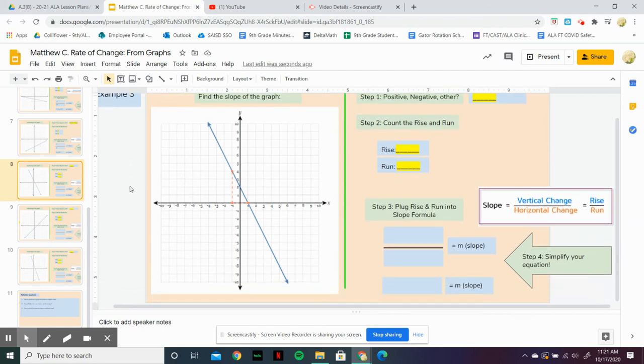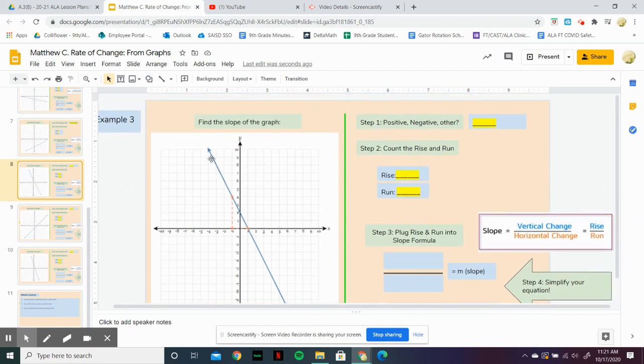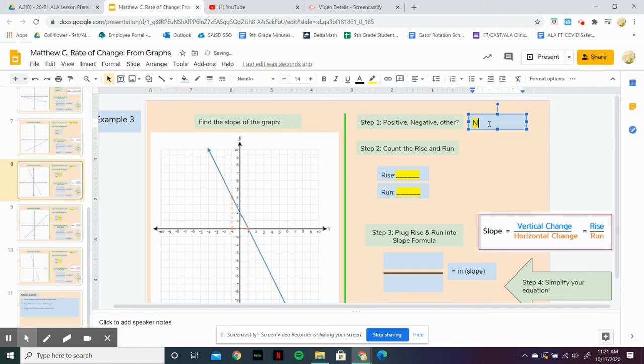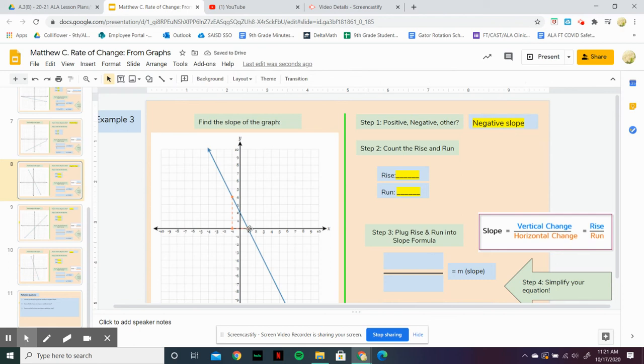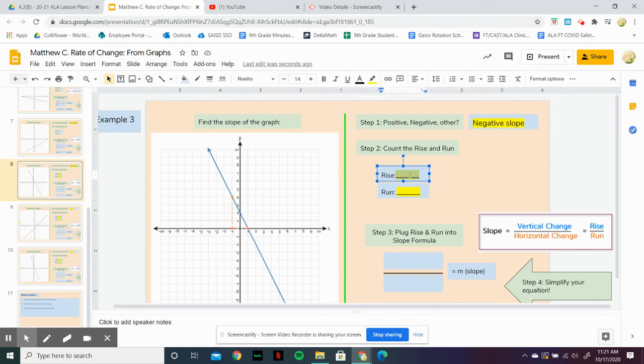In example 3, when I look at this graph, my line is moving up and towards the left. And if it's moving up and towards the left, it must have a negative slope. Now I've chosen these 2 points on the graph, and I'm going to count the rise and the run in between these two. So the rise would go from here to here, and it is 1, 2, 3, 4. I'm going to write that as negative 4 because I know that this graph has a negative slope.